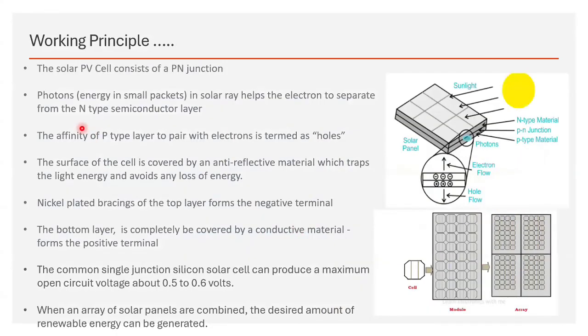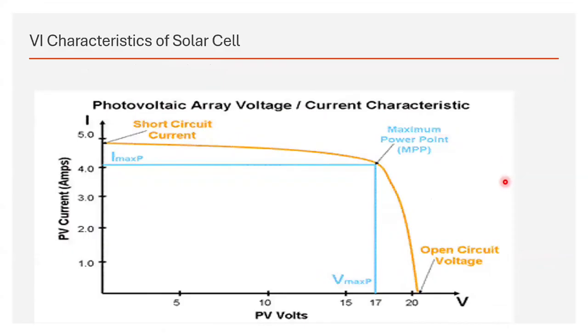To elaborate further, the incident solar light, which contains certain energy packets we call photons, when incident on this solar PV cell surface, sets free the loosely bonded electrons of this n-type layer, and this forms negative. Similarly, the bottom layer becomes positive because it has the ability to accept electrons. So when you connect this positive and negative terminal to a load, it gives us an electric current. Commonly we can generate 0.5 to 0.6 volt with this PN junction or solar PV cell. When an array of solar panels are combined, we can generate the desired amount of renewable energy. This particular combination of cells is a module, and we can combine these modules to form an array.